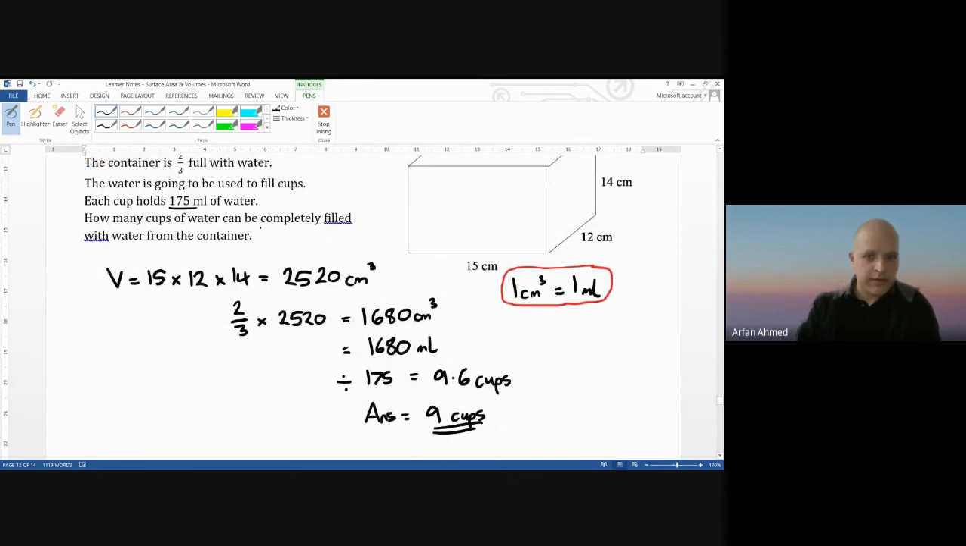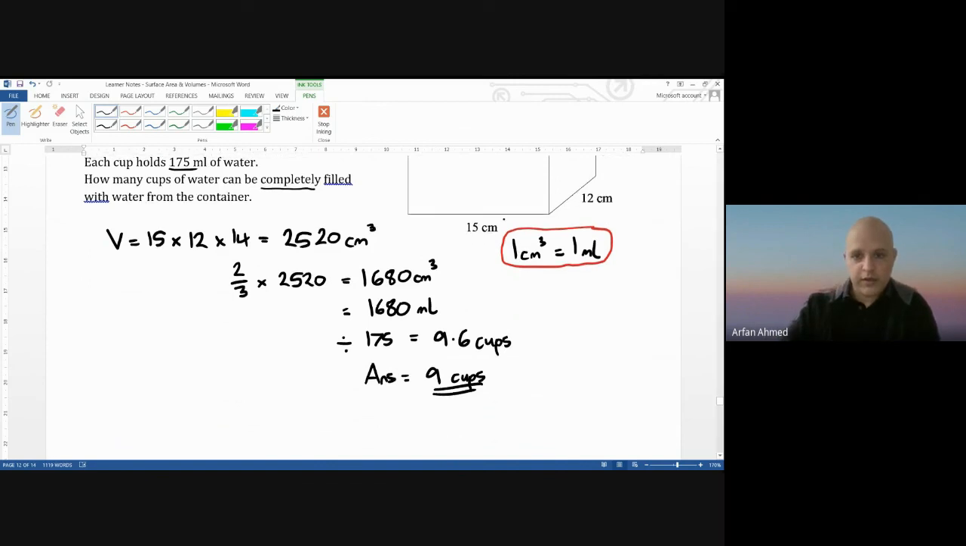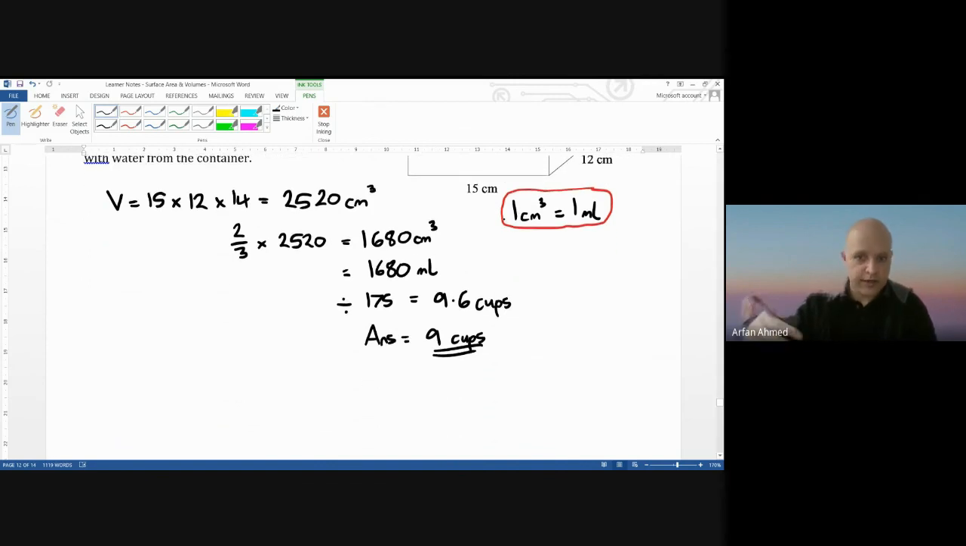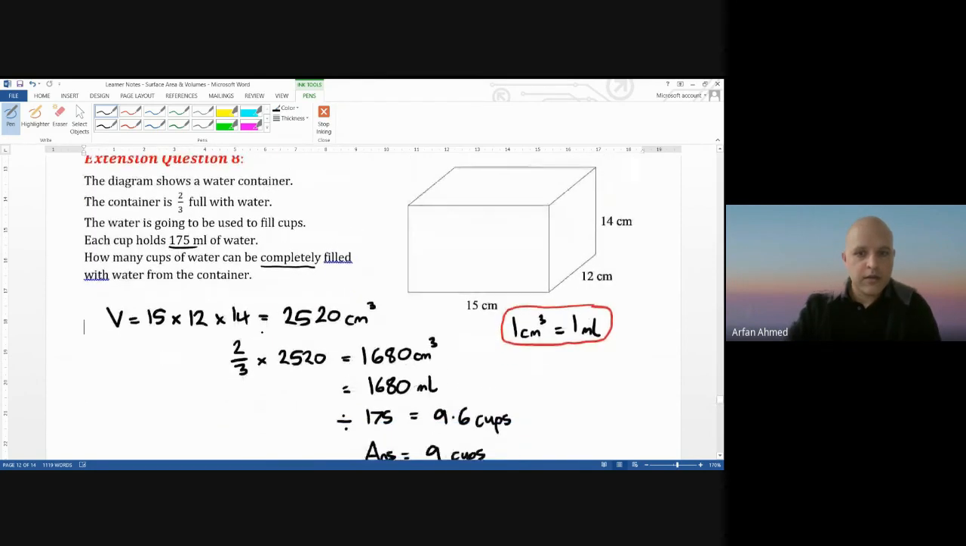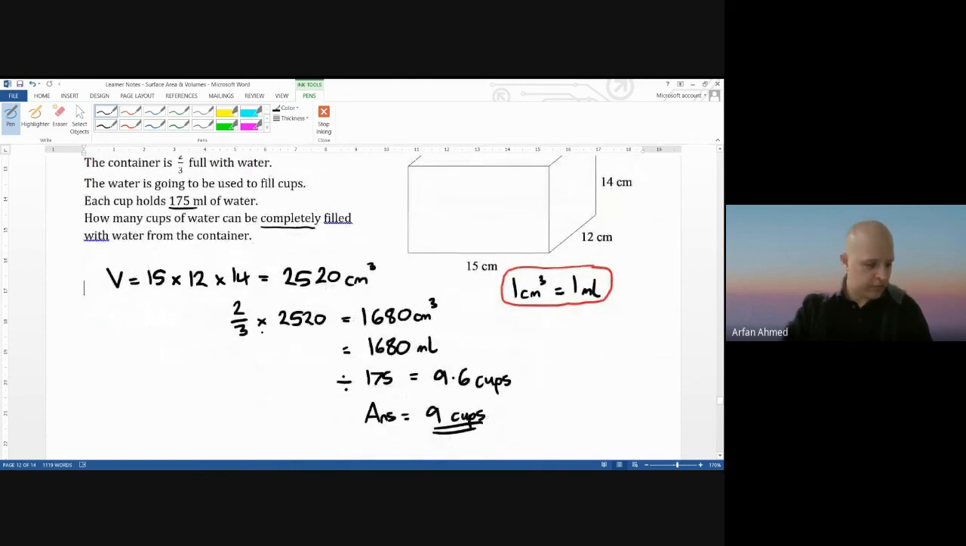Just be careful. Completely filled has to be. That's the key bit here. Completely filled. I mean, how many can you completely fill with water? And it's only 9. Technically, you got 9 and a bit, so you don't include that bit. So your final answer is 9 in this case. Yeah. Just be careful with that one.